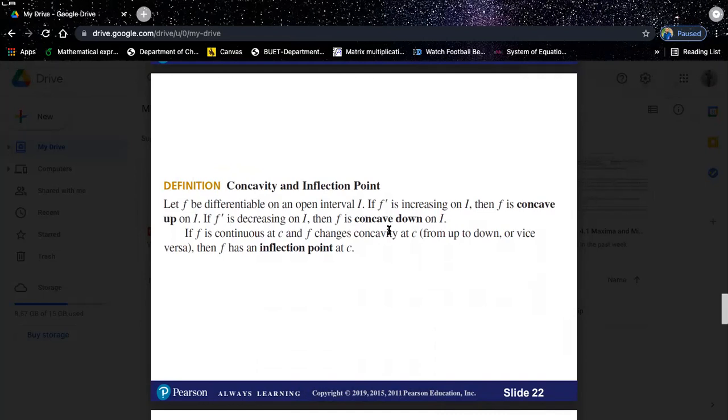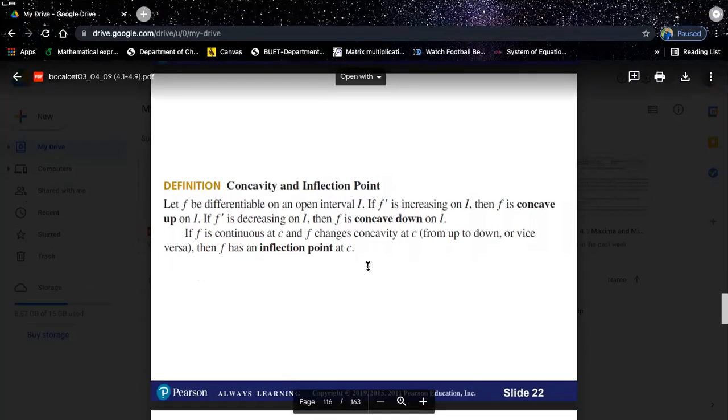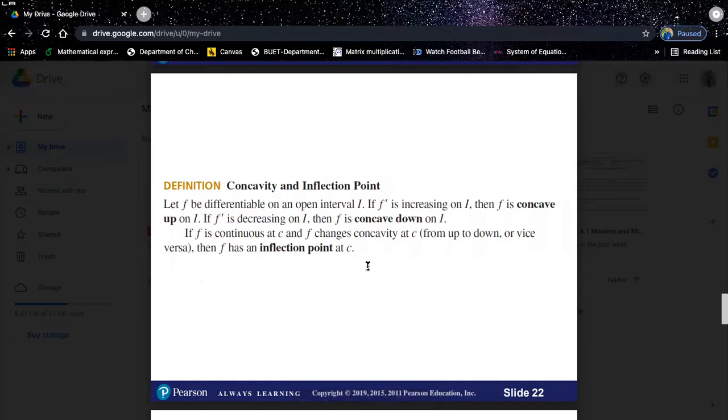All right, now, a really interesting definition, and we'll take a break after we see this definition, and then we'll come back to do some maths. So if the function is continuous, and if the function changes its concavity at a certain point, then we say the function has an inflection point at that point.